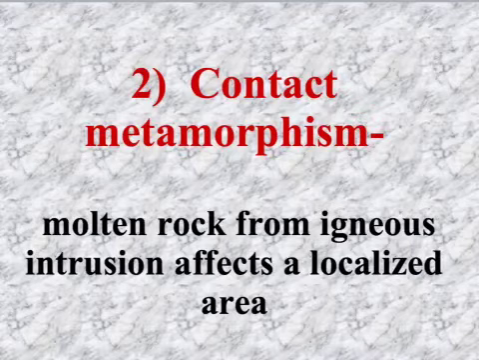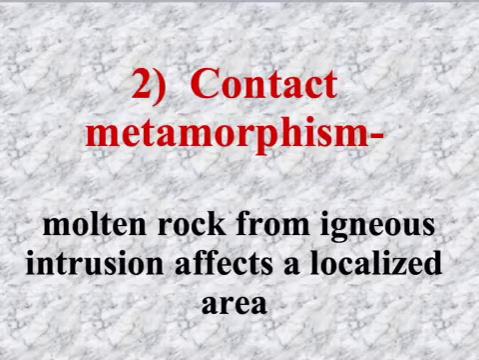Contact metamorphism is molten rock from an igneous intrusion that affects a very localized area, as in the diagram I showed you before with the intrusion that cooks or bakes the layers right around it. This type of metamorphism is localized, so it only affects a pretty small area.